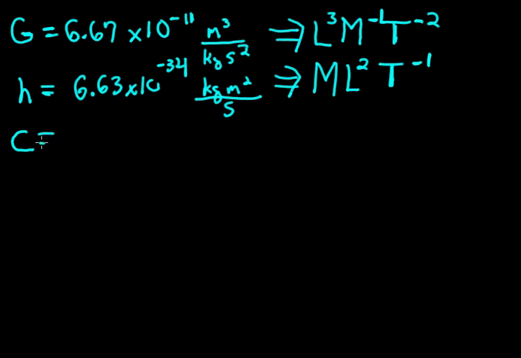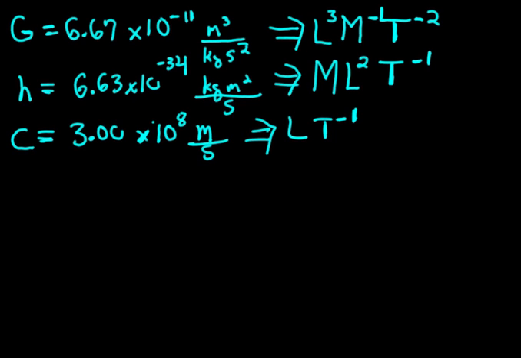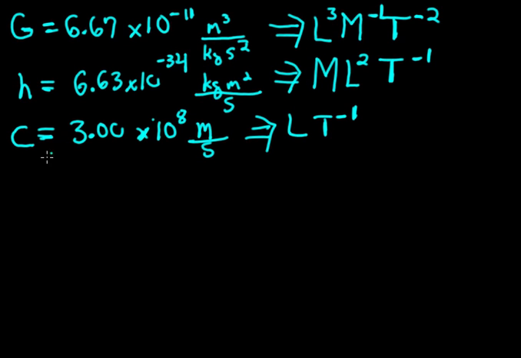And then C, our friendly speed of light, 3.00 times 10 to the 8th meters per second, which is a length per time. So we have our dimensions here, and we have our SI units. What the book wants us to calculate is the dimensions of G times H over C cubed.